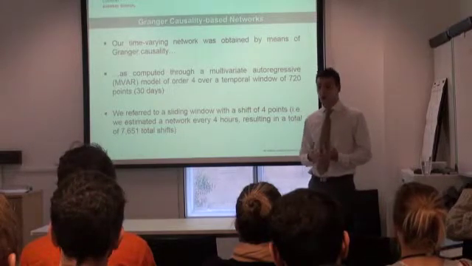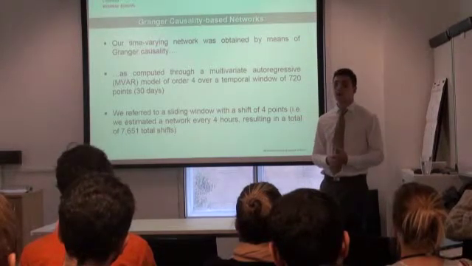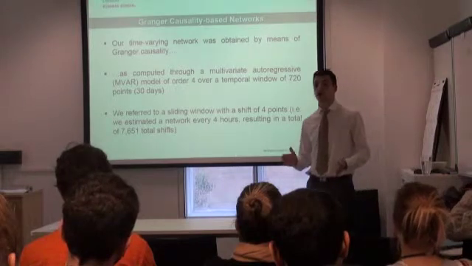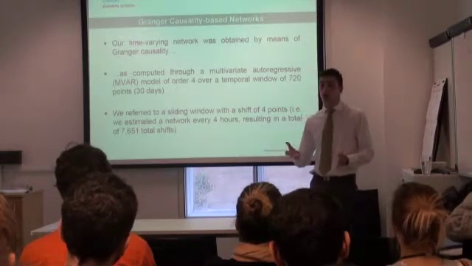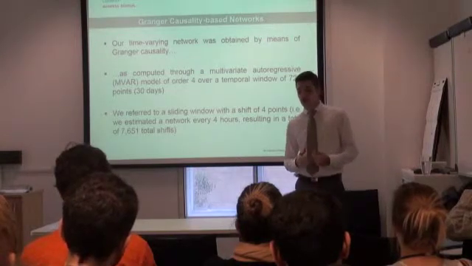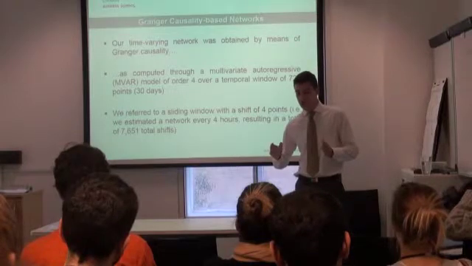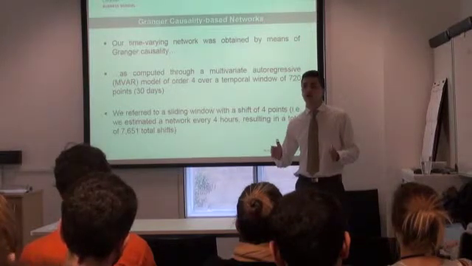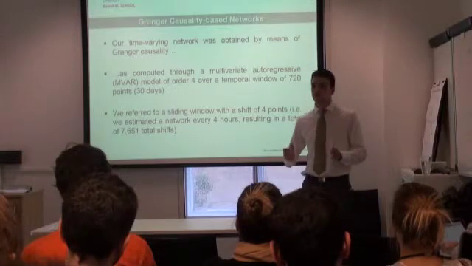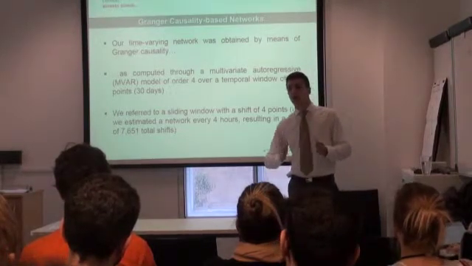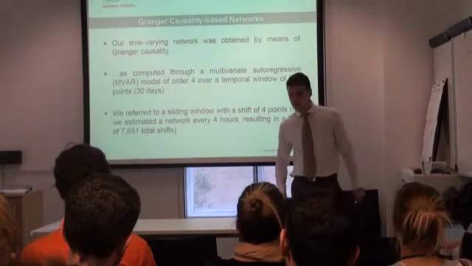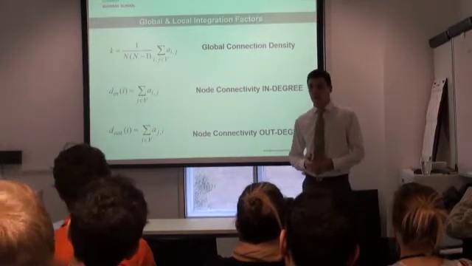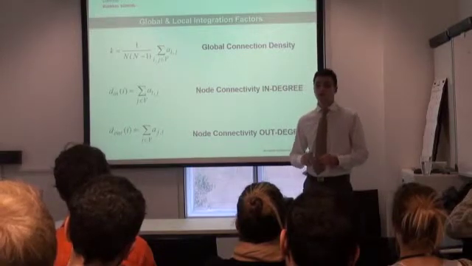We computed Granger-causality through a multivariate autoregressive model of order 4 over a temporal window of 720 points, or 30 days. In this way, we refer to a sliding window with a shift of 4 points, or in other words, we estimated a network every 4 hours, resulting in a total of 7,651 shifts. The difference between the shifts is in fact 4 hours, which helps us to understand the Granger-causal interactions between the prices.